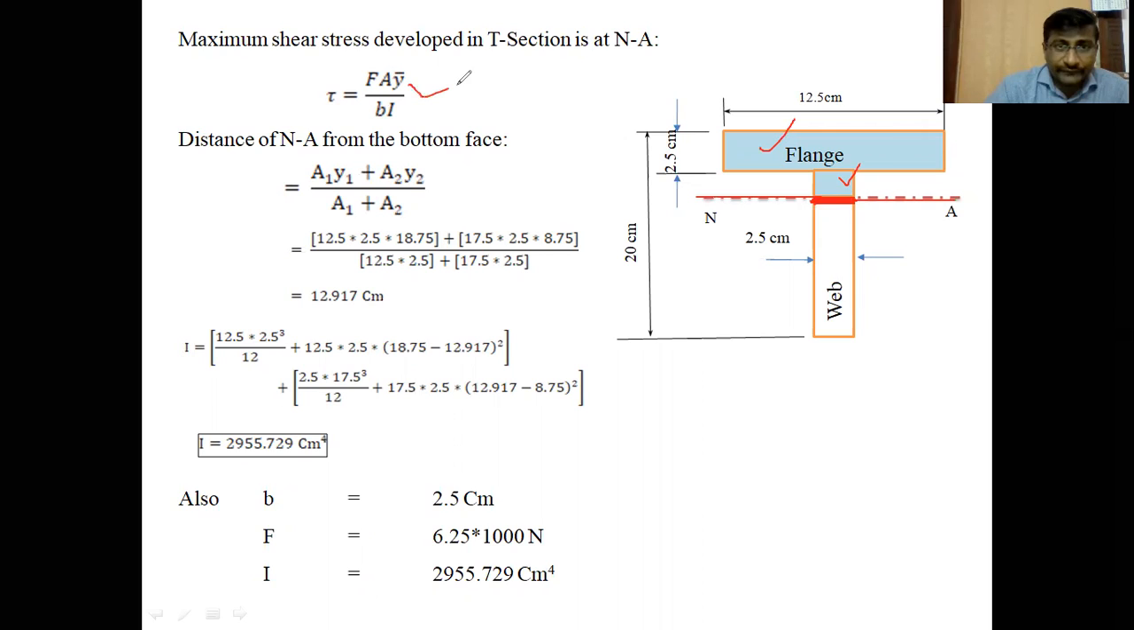Here, by applying this formula at this layer, what is the F value? The F value is 6.25 kilonewtons, which we already found from the beam section. So 6.25 into 1000 newtons. And AY bar is the first moment of these two areas about the neutral axis. B is the breadth of the layer at this place, which is 2.5 centimeters. The moment of inertia we already found is 2955.729 centimeter power 4. Here we should find the AY bar, the first moment of the areas above the neutral axis, about the neutral axis.